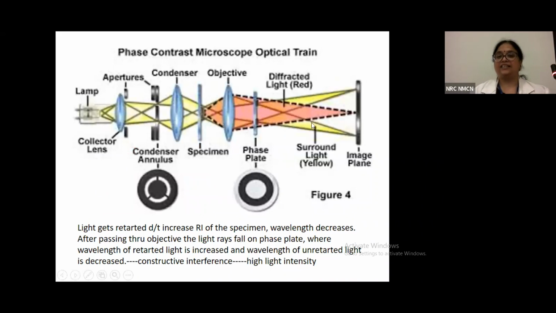So light gets retarded due to the increase of refractive index of the specimen because of the organelle that is present in the specimen, which causes a decrease in the wavelength. After passing through the objective, the light ray falls on the phase plate, where the wavelength of the retarded light is increased and the wavelength of the unretarded light is decreased, causing a constructive interference with high intensity of light, which is perceived in the specimen.